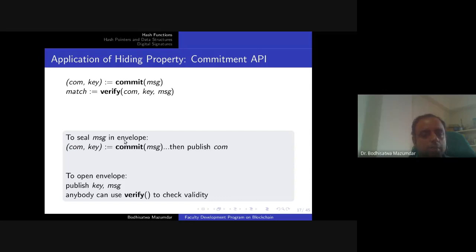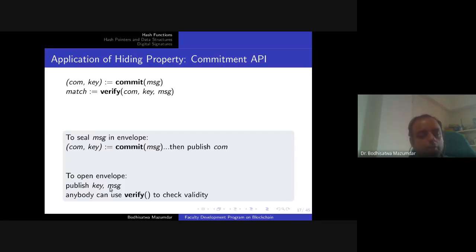To seal a message in an envelope, you perform this commit function, and then you publish com. That means you are putting that envelope on the table, and you seal that envelope using this key. To open the envelope, you publish the key, so what glue was used.